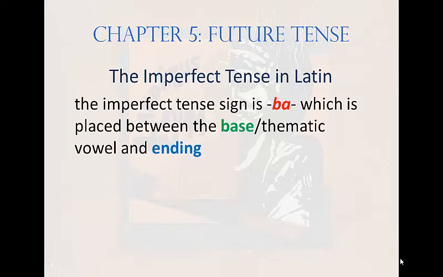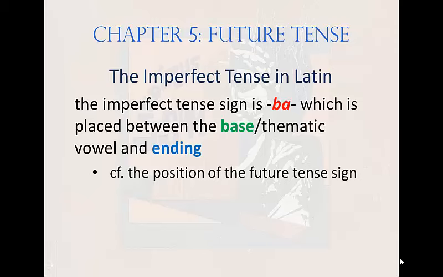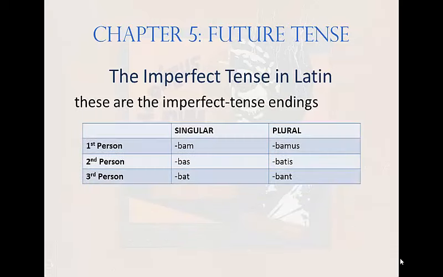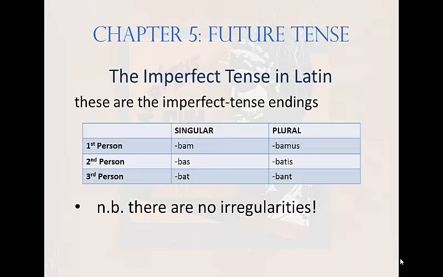The imperfect tense sign in Latin is BA, which is placed between the base plus thematic vowel and the ending. Note that's exactly the same position as the future tense sign, isn't it? Here's an example of an imperfect verb in Latin: vocabamus, we were calling, or we used to call, or we kept on calling, or the simple past we called, but I've already warned you once not to use that. Don't do it. Here are the imperfect tense endings in Latin: bam, bas, bat, bamus, batis, bant. Well, hallelujah, there are no irregularities.